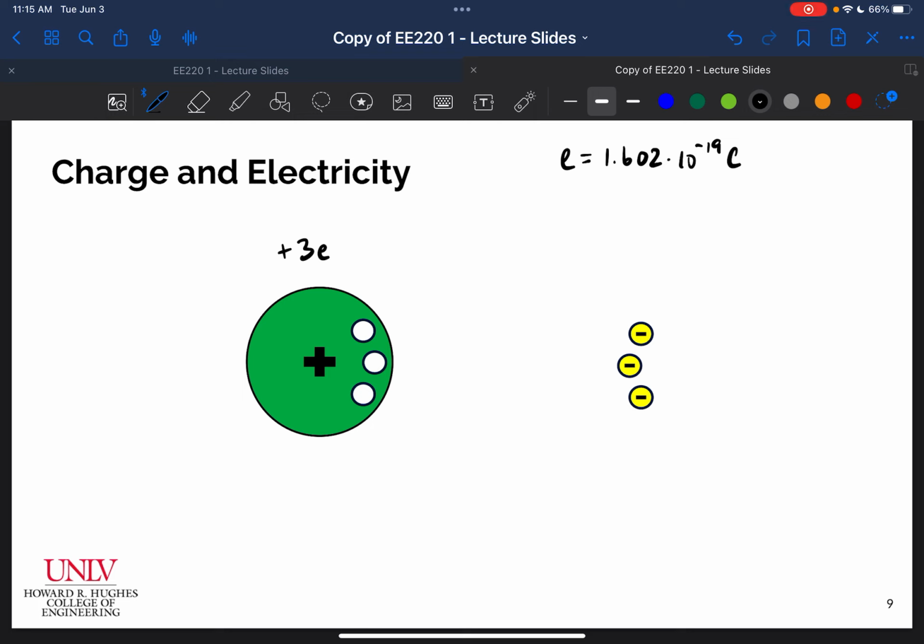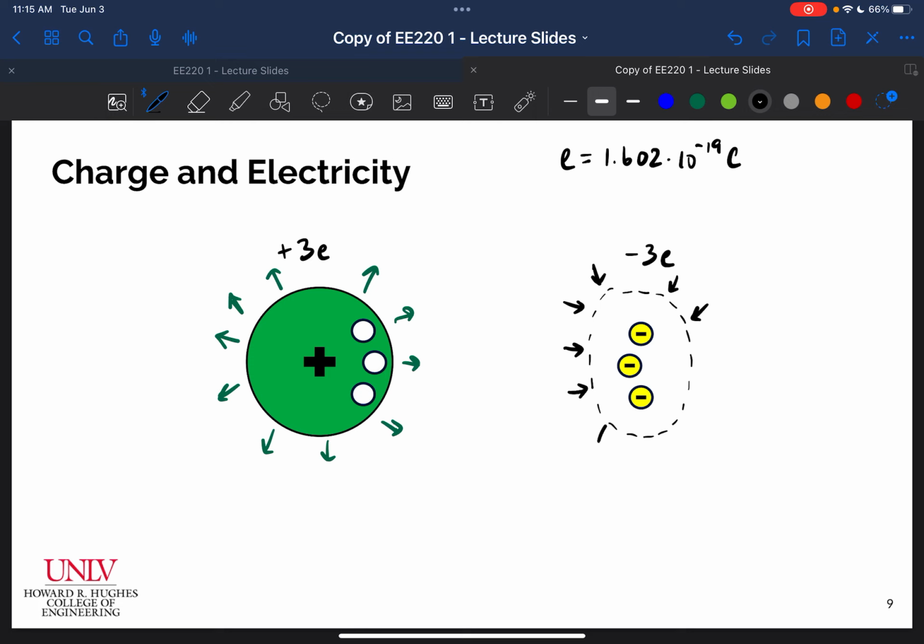And then let's just say that this region over here, where these electrons are sort of floating, has a charge of minus 3e, right? So this, what's called a charge imbalance, would give rise to an electric field. Of course, we know around this positively charged region the field points outward away from it in all directions. And similarly, there would be an electric field pointing inward in all directions toward the negatively charged region.